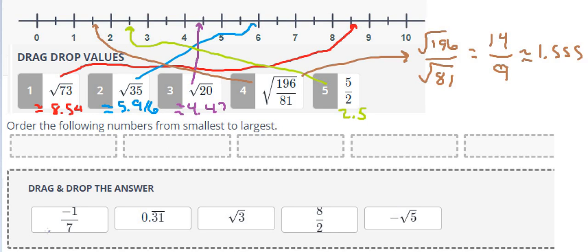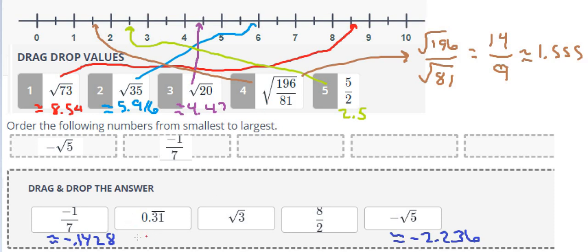So negative 1/7 is about equal to negative 0.1428. And negative square root of 5 is about equal to negative 2.236. So that means the negative square root of 5 will be the smallest number, followed by the negative 1/7.